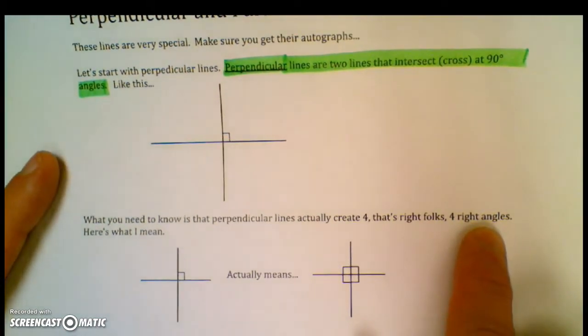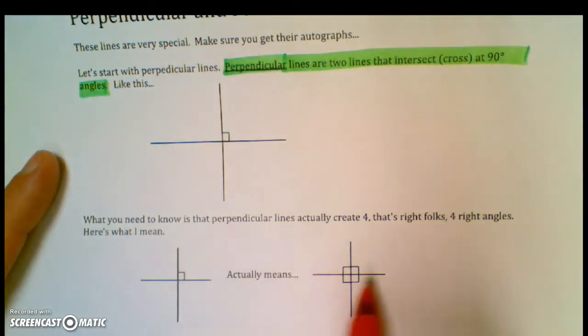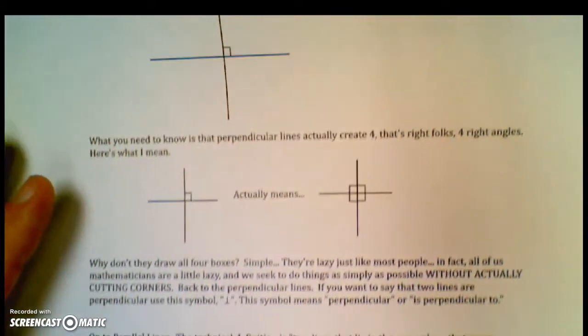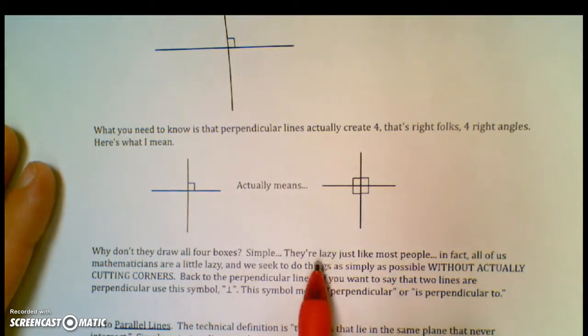Here's what I mean. If you draw two lines that are perpendicular, there are actually four right angles that are being created on the diagram. And it looks like this. Why don't we draw this? Well, there's an answer for that. Why don't they draw all four boxes? Well, it's simple. They're lazy just like most people. In fact, all of us mathematicians are a little lazy, and we seek to do things as simply as possible without actually cutting corners. Back to the perpendicular lines.